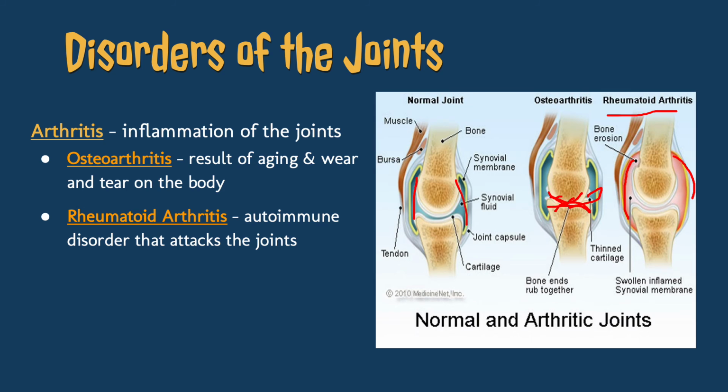Okay, so osteoarthritis is the bones are rubbing together. You can remember that with the word osteo, that means bone. So that means the bones are rubbing together because there's no longer any cartilage. Rheumatoid arthritis is that autoimmune disorder. So that means the body is attacking the joints and it's causing that inflammation.